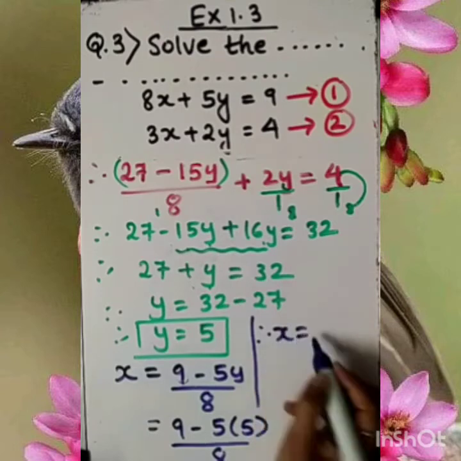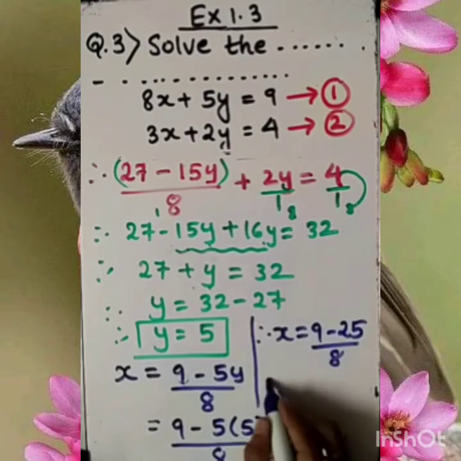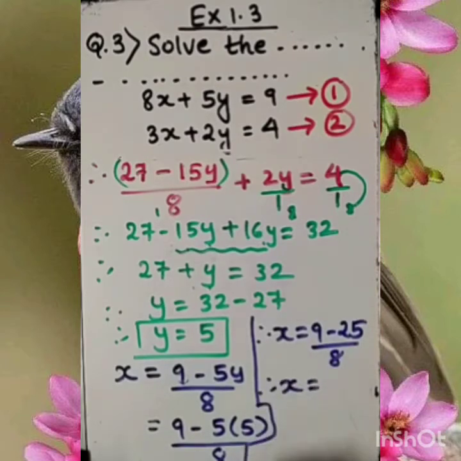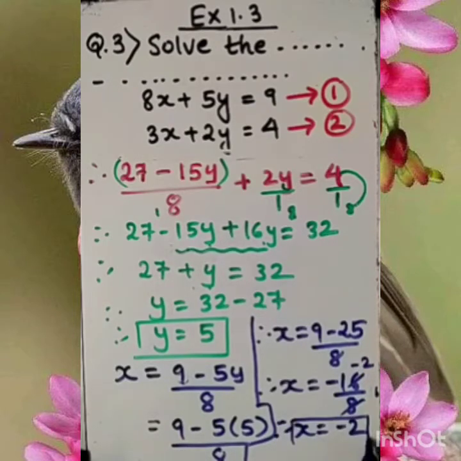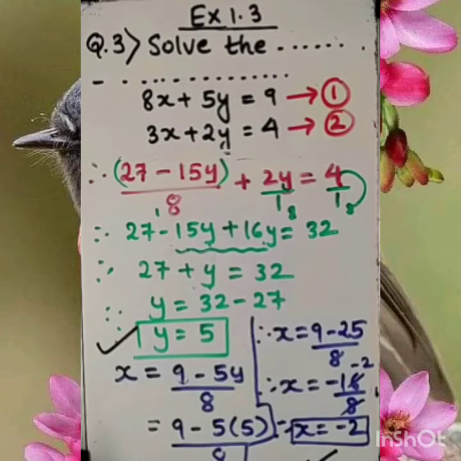Therefore x equal to 9 minus 5 into 5, which is 25, upon 8. What is the subtraction? 9 minus 25 is minus 16, by 8. Therefore, x equal to minus 2. So the answer is minus 2. If we apply the substitution method, then finally we are getting x equal to minus 2 and of course y equal to 5. This we have solved by applying the substitution method. Clear?